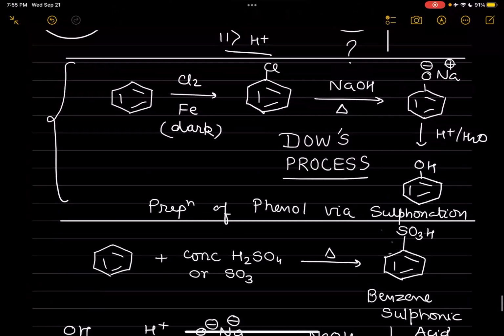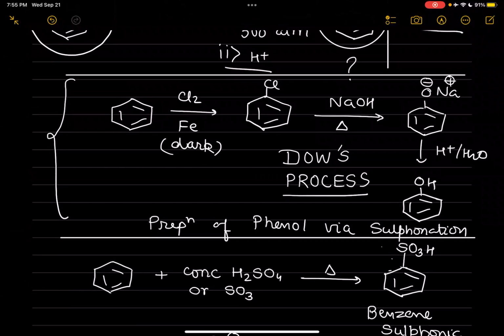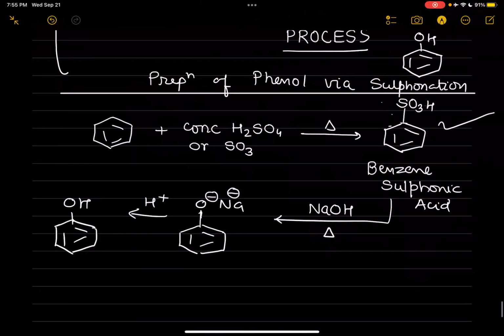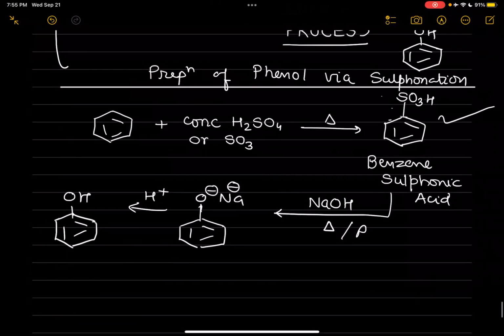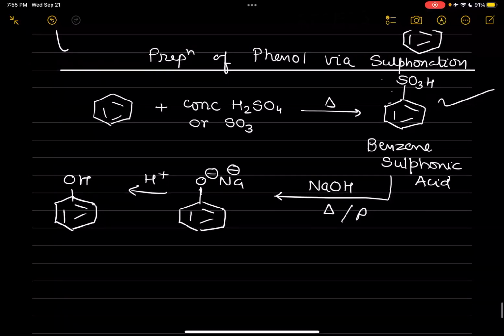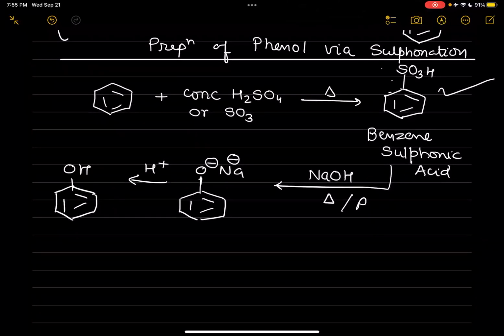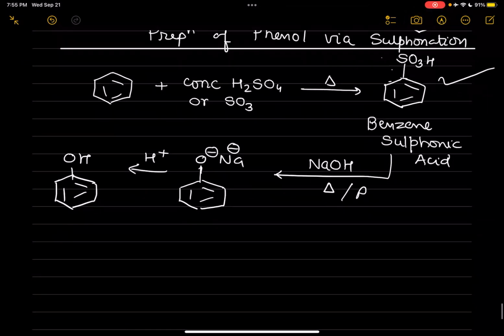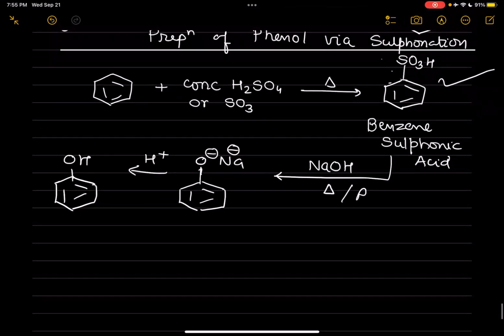So from benzene you can make chlorobenzene and then put NaOH followed by acidification. From benzene you can make benzene sulfonic acid, then you can react it with NaOH under heat and pressure. So the SO3 group will be removed, right? And you will have OH in place of SO3. Is it clear to all of you?